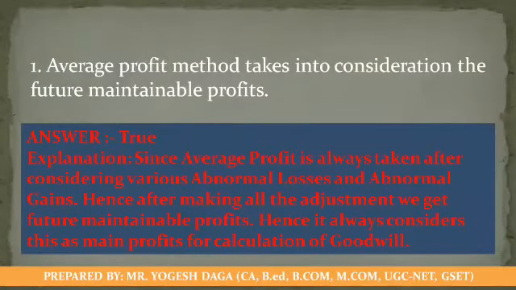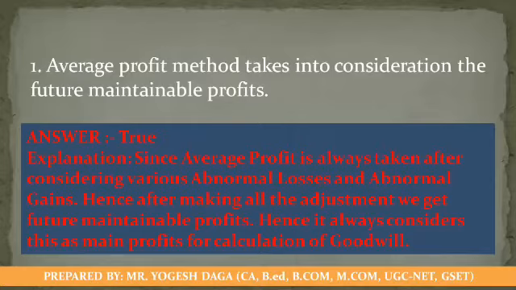Why it is true? Because what is known as future maintainable profit? Future maintainable profit means the profit after making the adjustment of various abnormal gains or abnormal losses. Whatever there is abnormal gain, you are required to reduce from the average profit, and whatever may be the abnormal losses, you are required to add. And what will be the answer which you will be getting? That is only known as the future maintainable profit. For calculating this average profit every time, we are required to maintain this future maintainable profit. So yes, the correct option is true, and from this only we will calculate the goodwill.